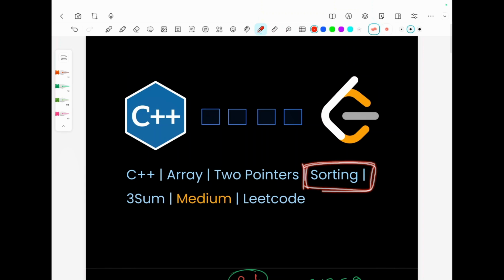But sorting means before solving our problem we just have to sort our array. That's what it is, sorting. You can think like that: to solve this problem we have to sort our array, or without sorting you won't be able to solve your problem. So let's see what the problem is.